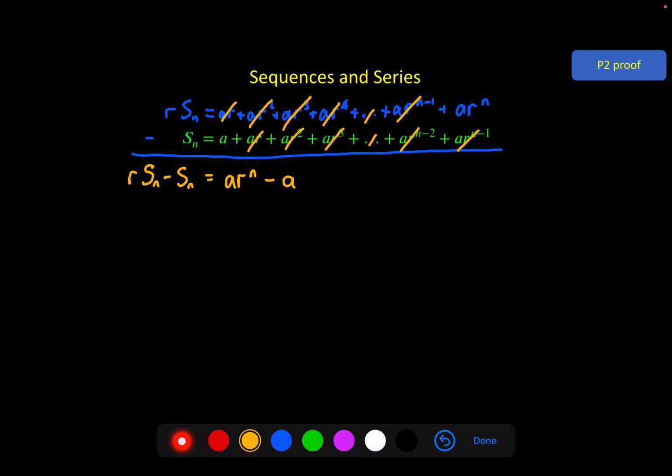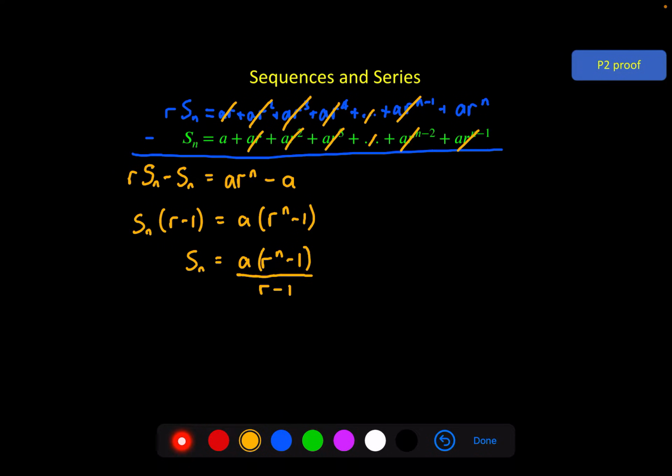And then we can do a little bit of factorizing here. We've got S_n times (r minus 1) is equal to a times (r to the n minus 1), and divide through to get our formula. And there we have it.